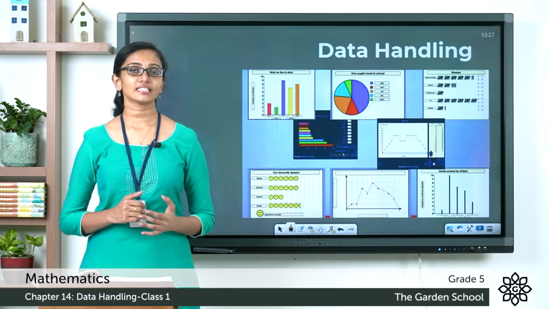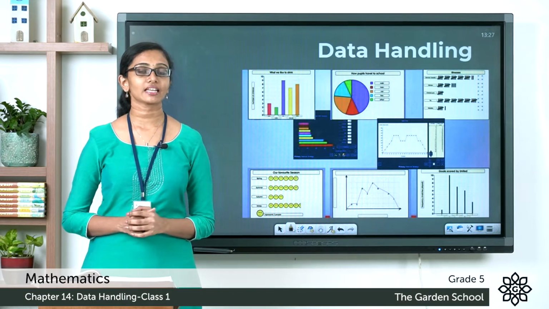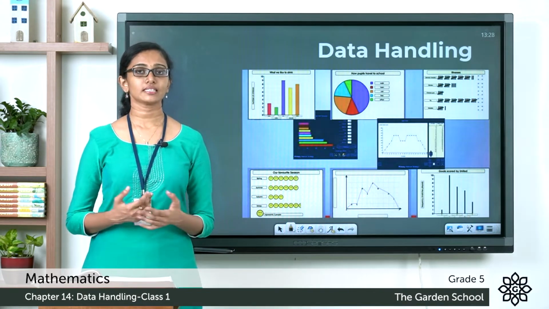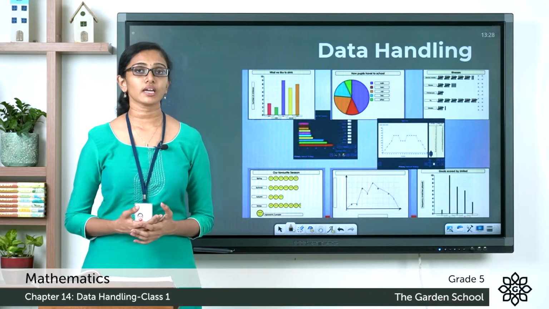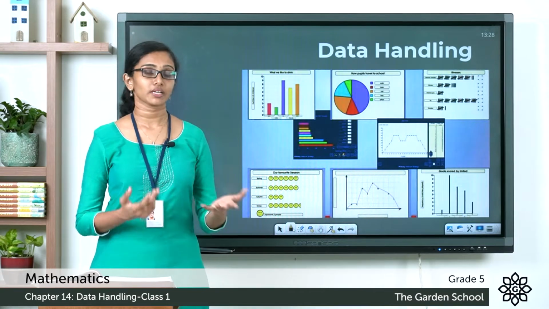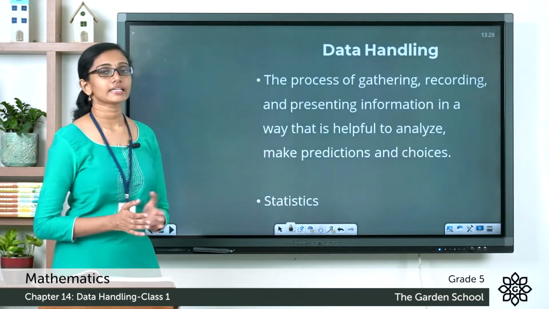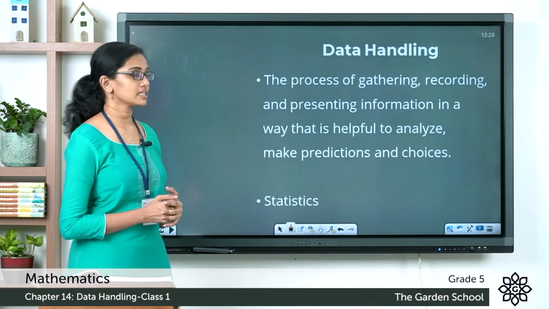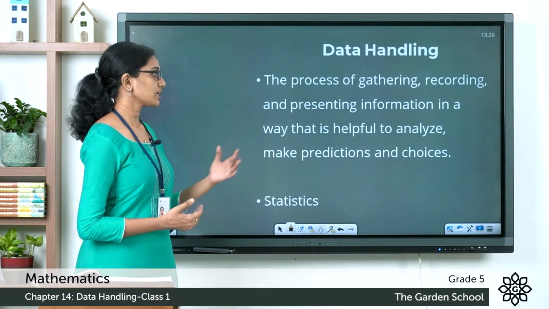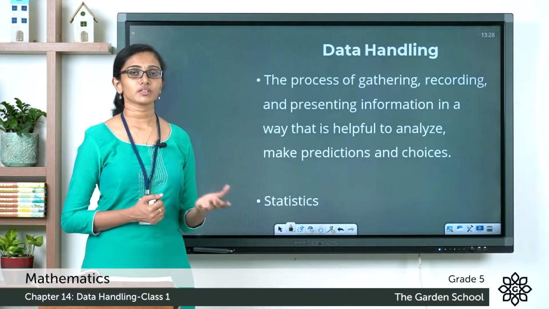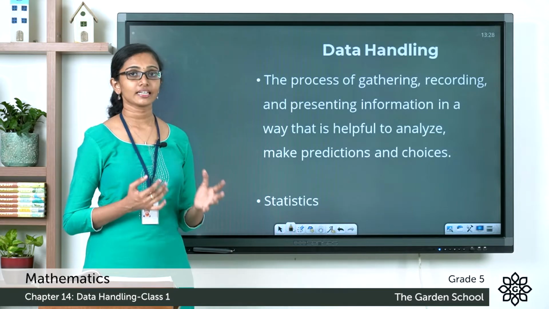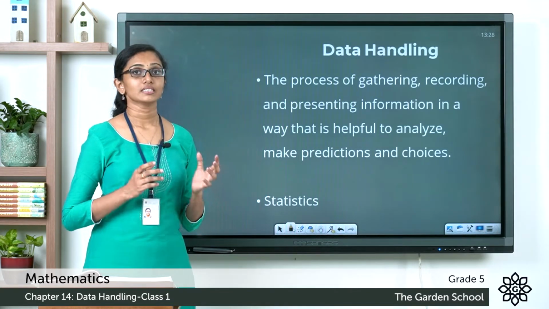Chapter 14, data handling. So what is data handling? When you collect some kind of information, facts or data, and then you present it in a way meaningful to others, you call that data handling. So what is data handling? The process of gathering, recording and presenting information in a way that is helpful to analyze, make predictions and choices is called data handling, and the branch of mathematics that deals with data handling is called statistics.